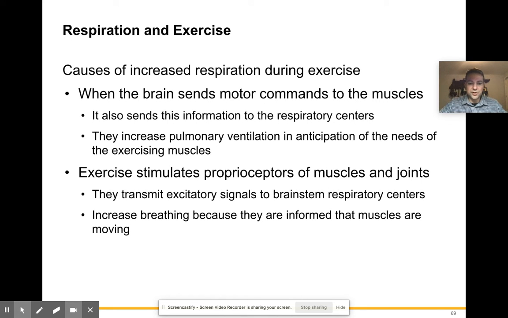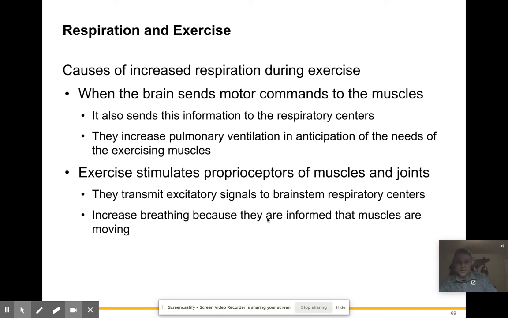Causes of increased respiration during exercise. So let's talk about how respiration is affected by exercise. That's something a lot of us do, something maybe a lot of us want to do. We want to exercise a lot, or we try to. But when the brain sends motor commands to the muscles, it also sends information to the respiratory centers, right? A motor command is an electrical impulse to control a muscle to do some type of action. When you're writing something down, that's a motor response. That's a motor control.